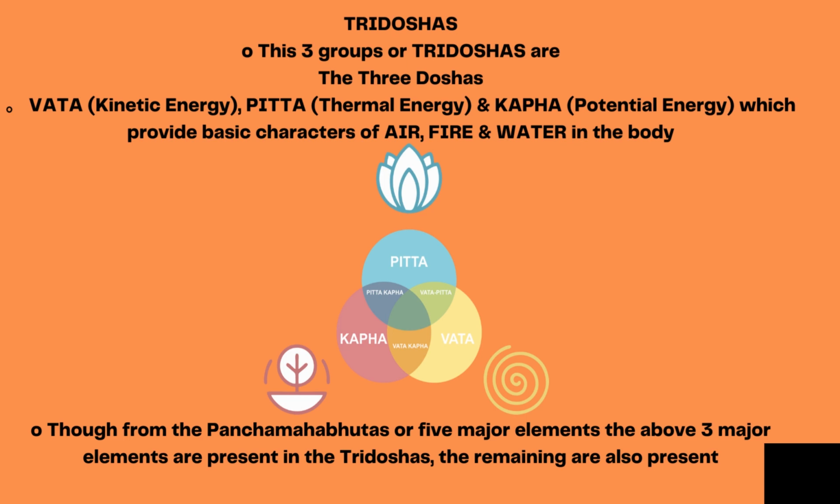In the previous slide, we saw the three groups. Now, these three groups are called Tridosha, where Vata is kinetic energy, Pitta is thermal energy, and Kapha is potential energy. Now, why is Vata called kinetic energy? Because Vata is constantly in motion. And why is Pitta called thermal energy? Because Pitta constantly converts matter into energy. Thereby, heat is produced. And why is Kapha called potential energy? Because Kapha is stationary, that's why we call it potential energy.